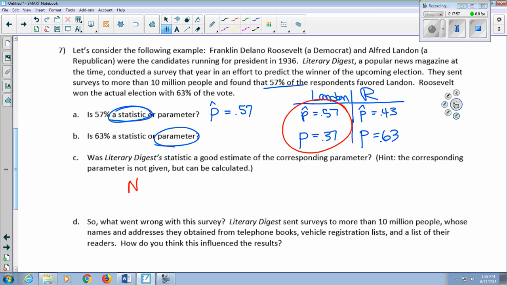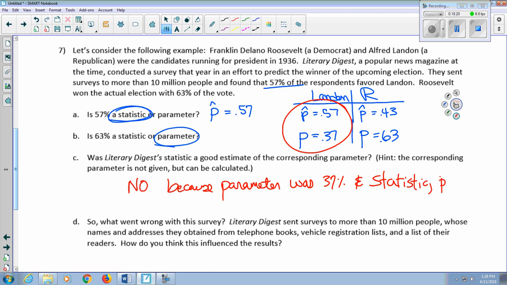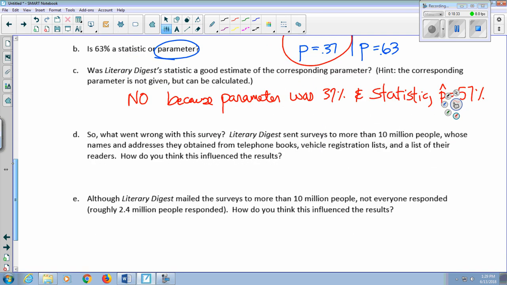So no, because the parameter was 37% and the statistic p hat was equal to 57%. So they weren't good at estimating it. So why was that? That's an important idea. We need to think about what was going on with this survey that made it not a very good survey.